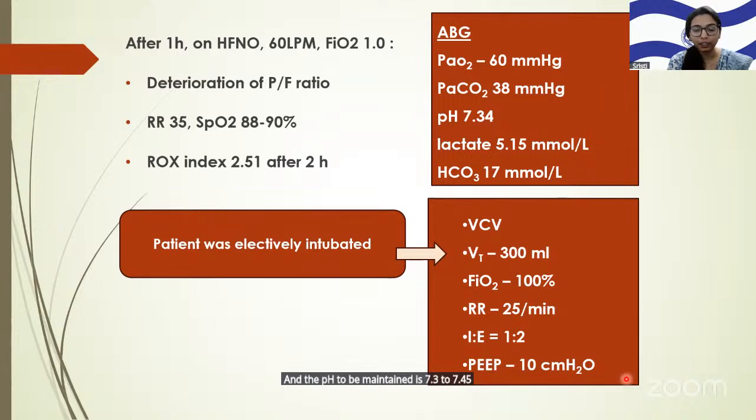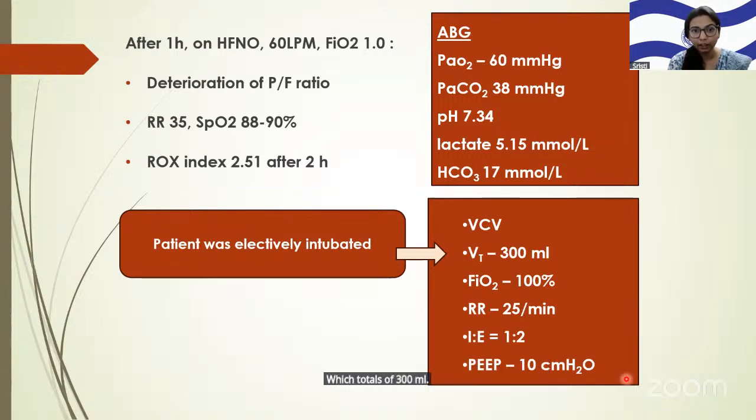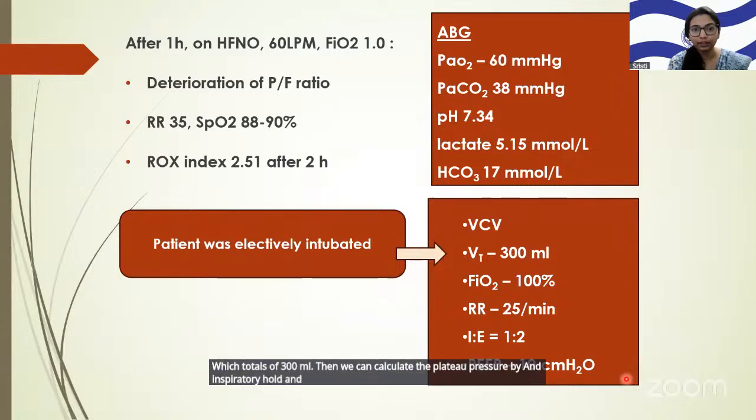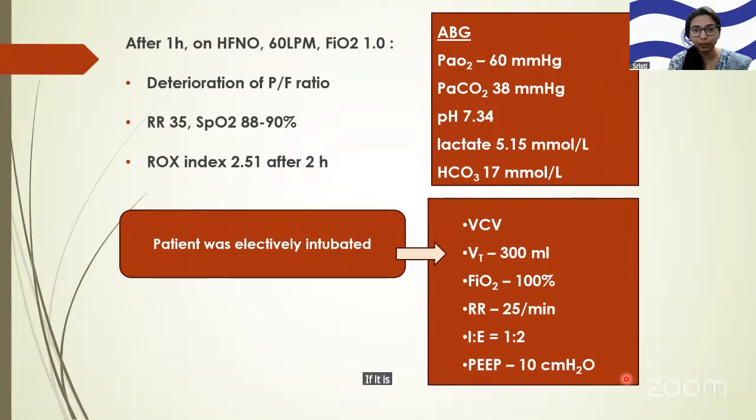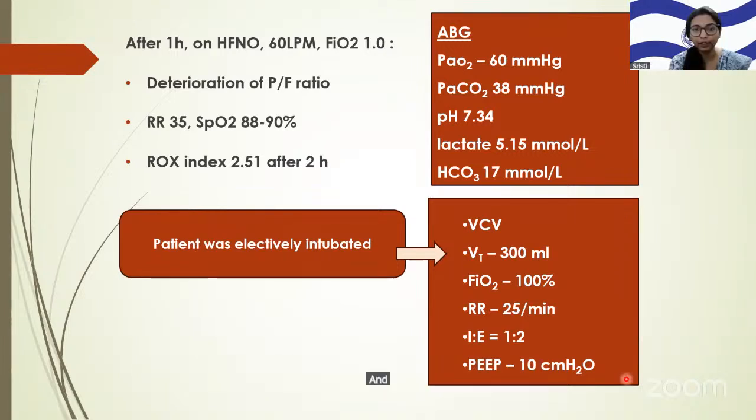Initially, we are going to ventilate the patient with 6 ml per kg of ideal body weight, which totals 300 ml. Then we can calculate the plateau pressure by end inspiratory hold and see if it is less than 30 centimeters of water or not. If it is more than 30, then we can decrease the tidal volume by 1 ml per kg. We also need to do frequent blood gas analysis to estimate the partial pressure of carbon dioxide so as to set the respiratory rate accordingly.